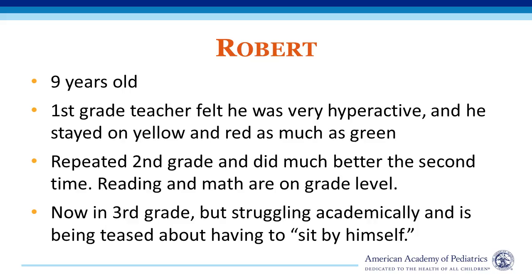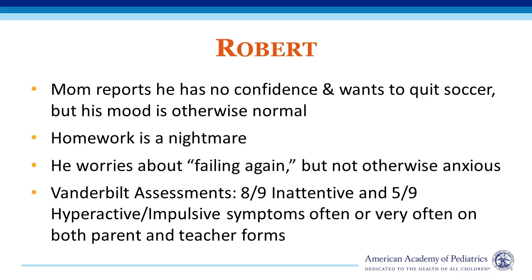So we're going to start our case studies, and we'll begin with a 9-year-old, Robert, whose first grade teacher felt he was hyperactive, had a few behavior problems. He repeated the second grade due to immaturity, but he did much better the second time around. His reading and math were both on grade level. And now he comes to you in the third grade, struggling academically, and is being teased by the other kids because the teacher has had him sitting at a table or a desk by himself.